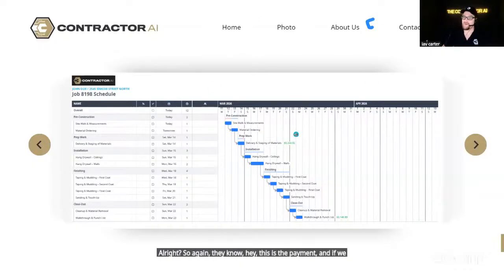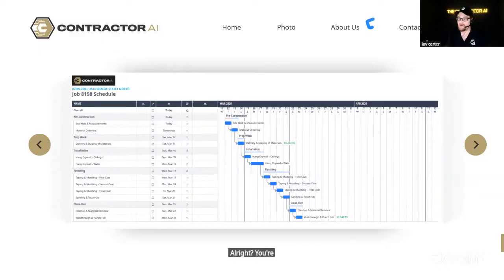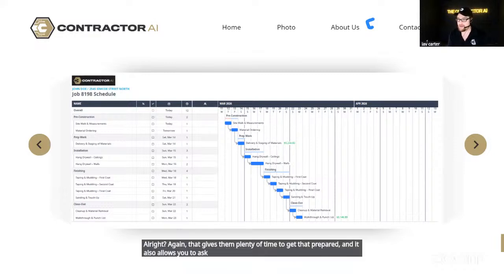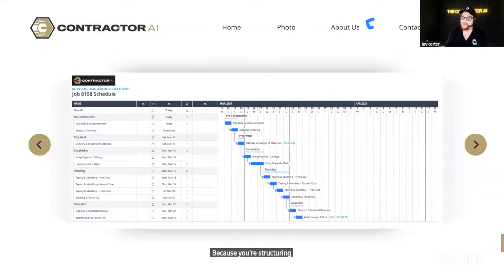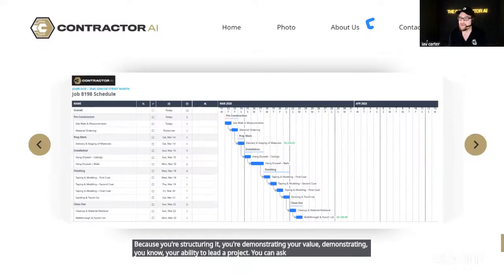And if we're doing good pre-production, having our pre-job conference, you're going to point that out. You're going to circle when that payment is due. So there's no dispute: Saturday, March 14th, that's when I'm expecting that, I'm collecting a $5,200 payment. Again, that gives them plenty of time to get that prepared. And because you're structuring it and demonstrating your value and your ability to lead a project, you can also ask for predated checks.